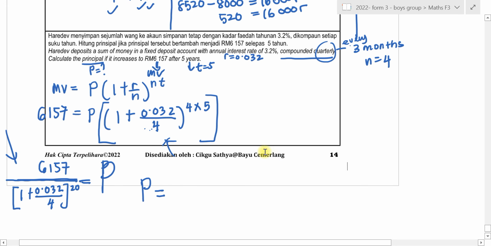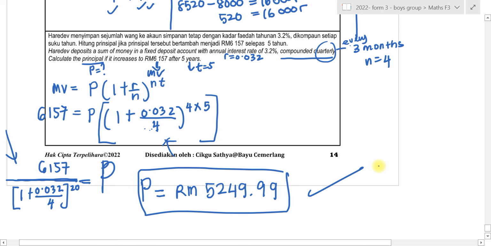I get 5,249.99. Okay, let me check one second. 5,000... 249.99. Yes, correct answer. That's what I'm getting also. RM5,249 ringgit 99 cent. This is your principal amount. See? If you simplify earlier, sometimes you can get the same exact answer like me.